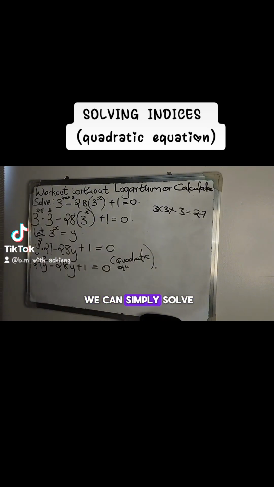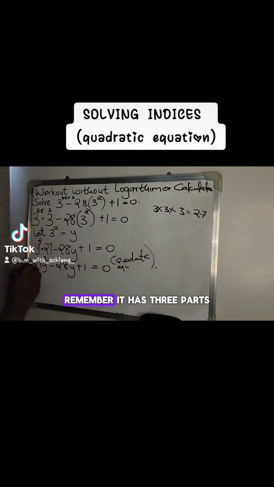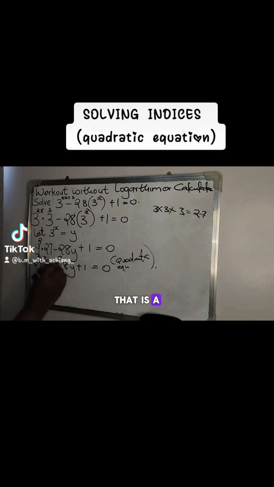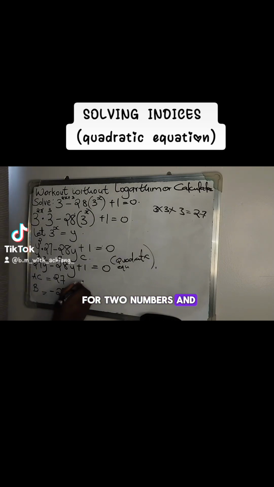Clearly we have a quadratic equation, and based on the other sums, we already know how we can simply solve for a quadratic equation. Remember, it has 3 parts, that is a, b, and c, and we're going to take the product of a and c and then b separately. So what is a times c? That is 27 times 1, 27, and then b is negative 28. Okay, then we look for two numbers that when we multiply we get 27, and when we add, we get negative 28. That will be negative 27. Sorry, negative 27, not 28, negative 27 and negative 1.